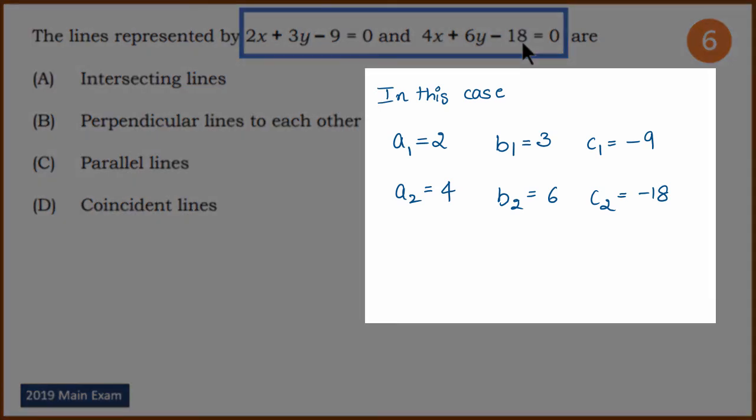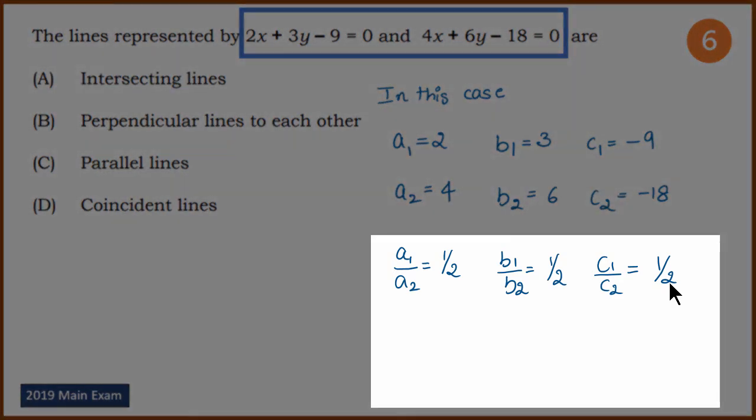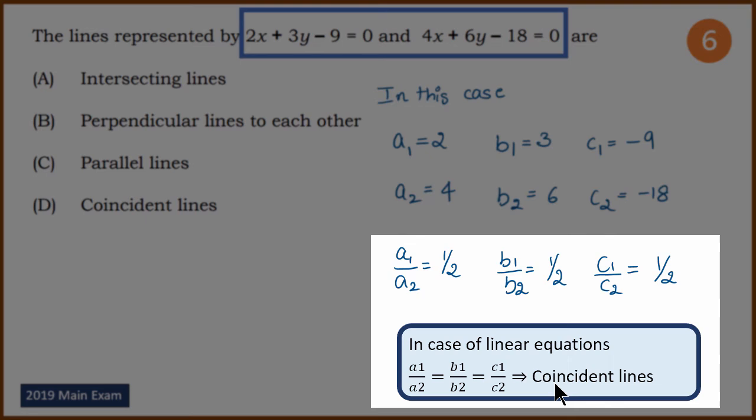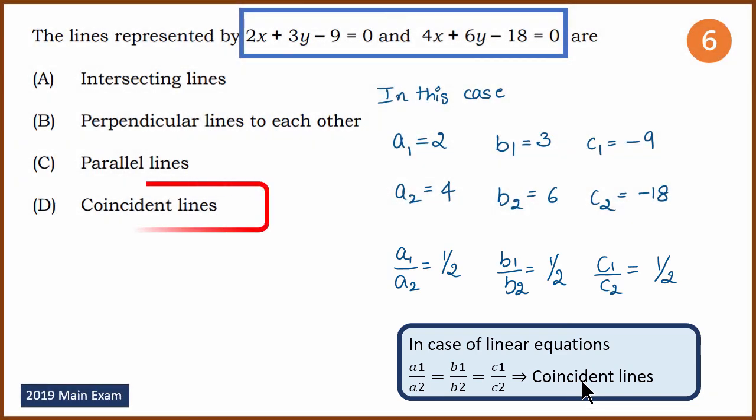What happens when you divide them? a1 by a2, if you divide, you get 2 divided by 4, which is half. b1 by b2, you get 3 divided by 6, which is half. c1 by c2, you get minus 9 divided by minus 18. The minuses cancel, 9 times 1, 9 times 2. Again, it's half. So if all three are half, what does that mean? That means it is coincident lines. If all three ratios are the same, the lines are on top of each other. Which option? It's option D.